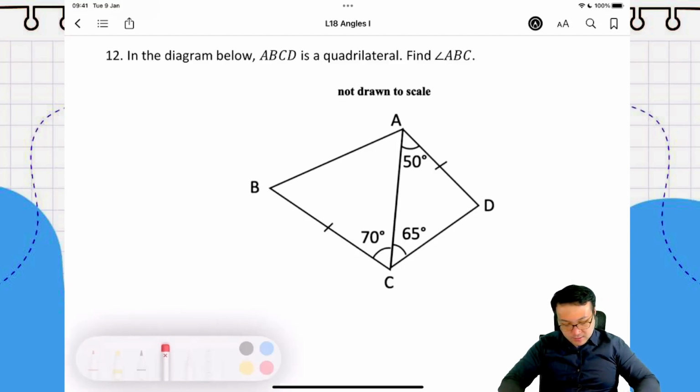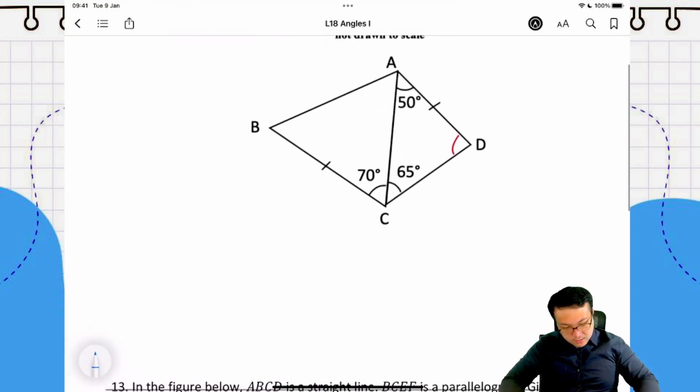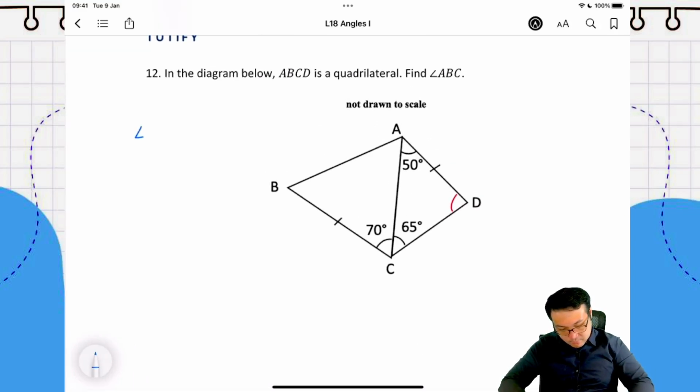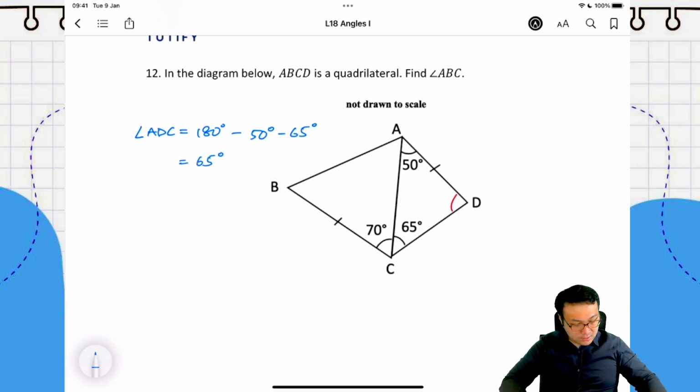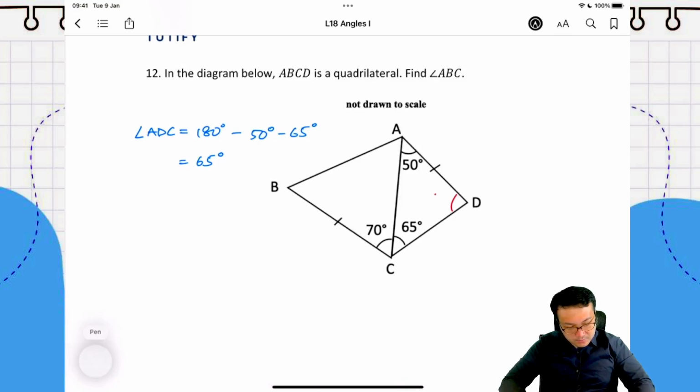Okay, Kaden. First, I would like to ask you, what is this angle here? Okay, 65. So let's write it down. Angle ADC equals 180 minus 50 minus 65, and that will give us 65 degrees. Now, if this is 65 degrees, do you notice that these two angles are the same? If these two angles are the same, is this an isosceles triangle?